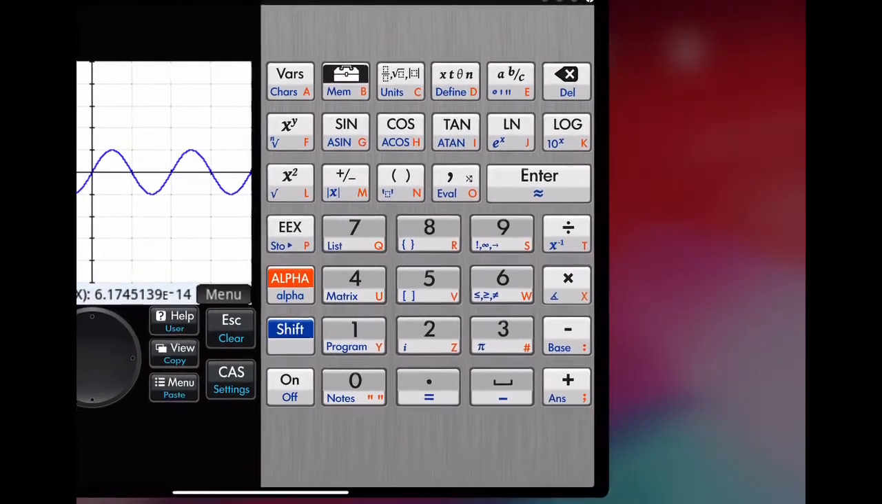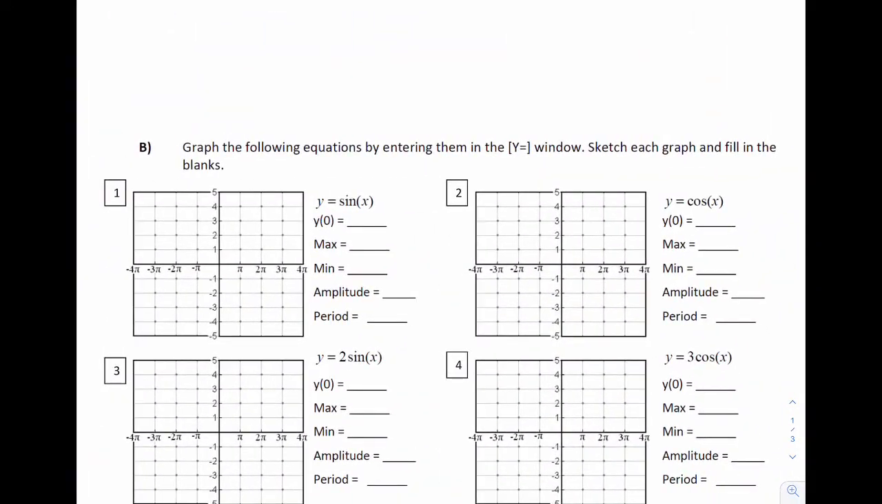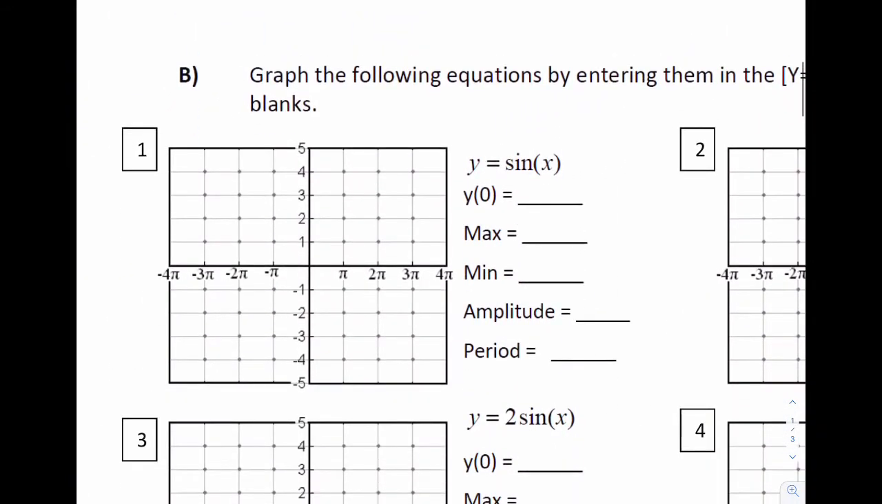So if I go back to our worksheet now, let's copy that graph I saw. We can see that the y-intercept is 0. It goes up to 1 in the middle between pi, and it follows this pattern here. So the graph looks something like this, and I'll follow it in the opposite direction. And there we have it. You've now graphed your first sine wave.